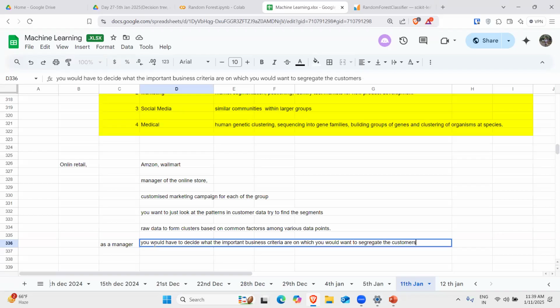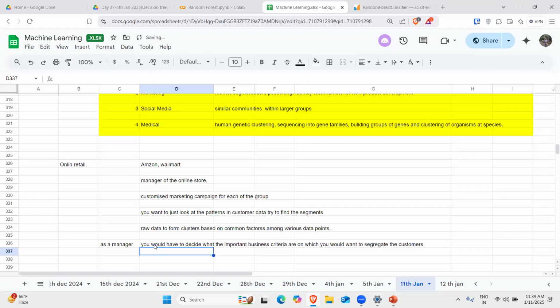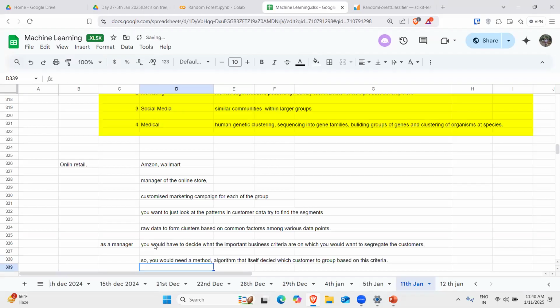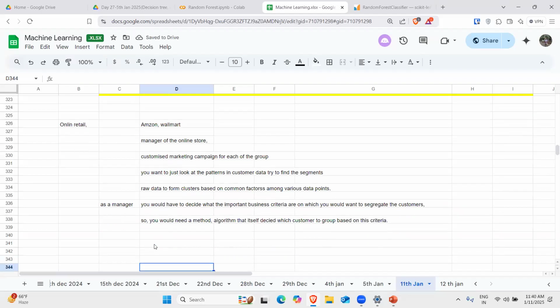So you would need a method or an algorithm that itself decides this, so you don't have to spend any energy on that. You would need a method or algorithm that itself decides which customers to group based on these criteria. Yes or no? It sounds interesting, right? Well, that's the beauty of unsupervised learning, especially clustering.